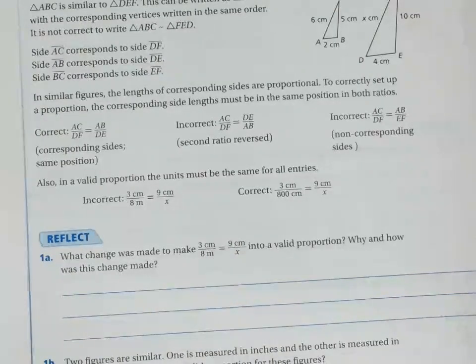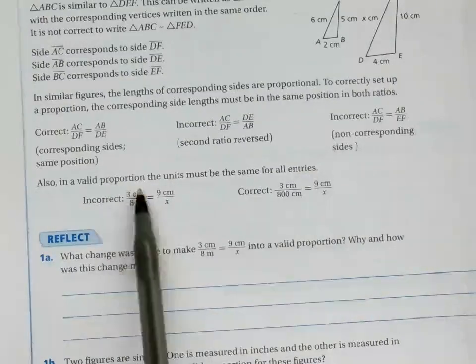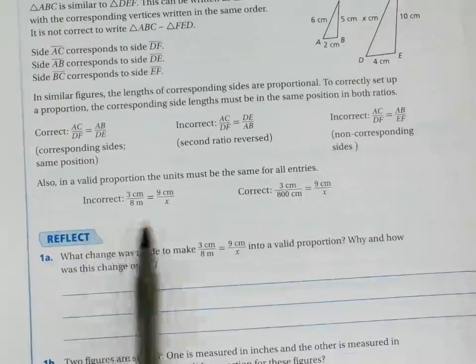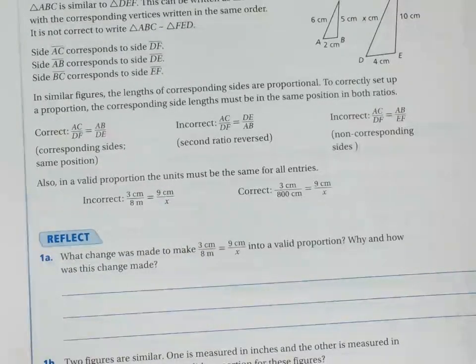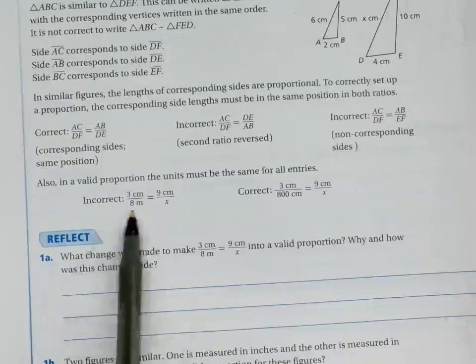All right, so it says what change was made to make this into a valid proportion. So I guess there's something above. Let's look. So they had 3 centimeters to meters, centimeters to what? So we need to have them in the same what, guys? The same units. They must be in the same units. So in this case, if this is centimeters, we're going to change this into centimeters. 8 meters is how many centimeters?